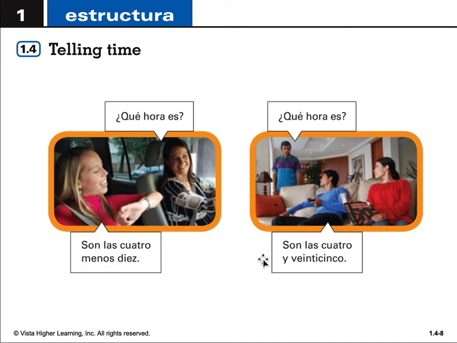¿Qué hora es? Son las 4:25. It is 4:25. El fin.